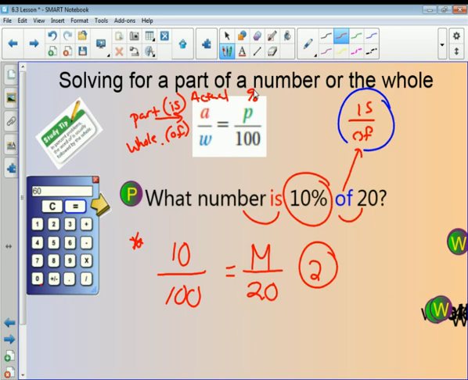So your eyes should be drawn to that percent right away. I think it'll help eliminate making some of those mistakes of placing your numbers in the wrong spot. So remember, your percent is always over 100.